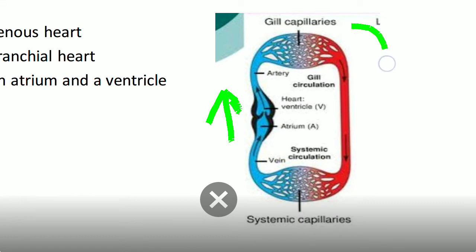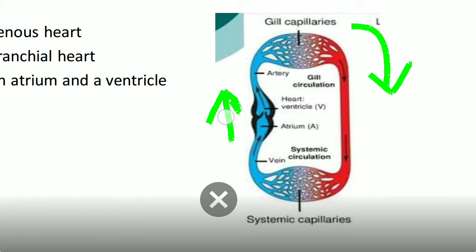And because the circulatory system involves the gills, it is a branchial heart also, because the oxygen and carbon dioxide exchange takes place through the gills. So they have a venous heart and a branchial heart. Understood why the term is being used? And they have single circulation.